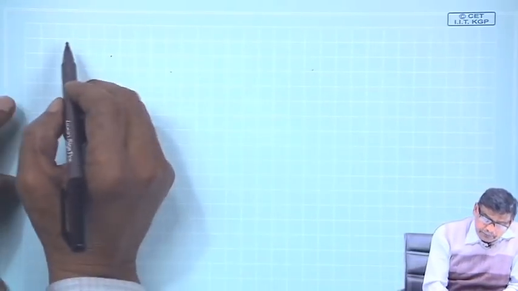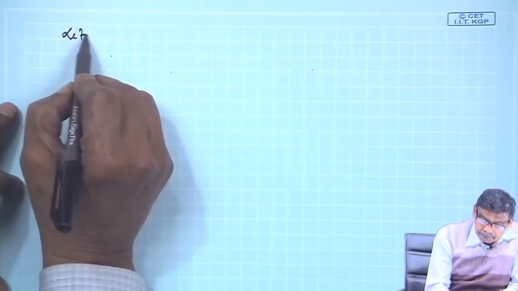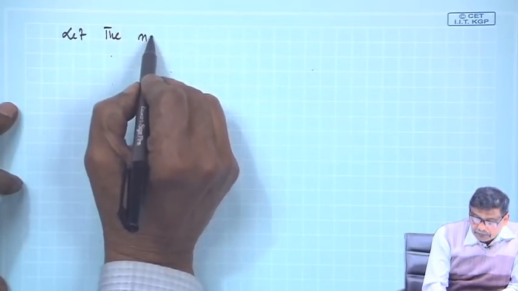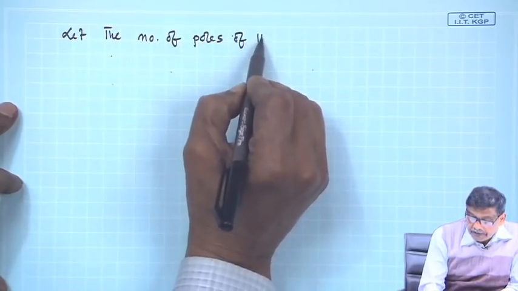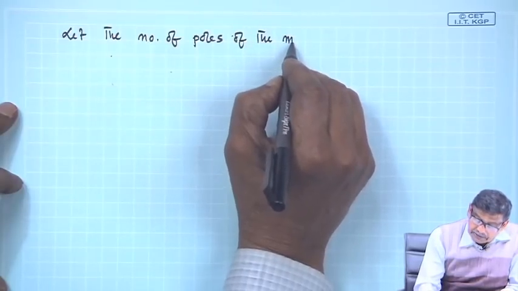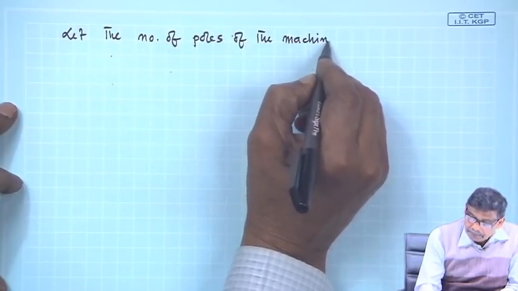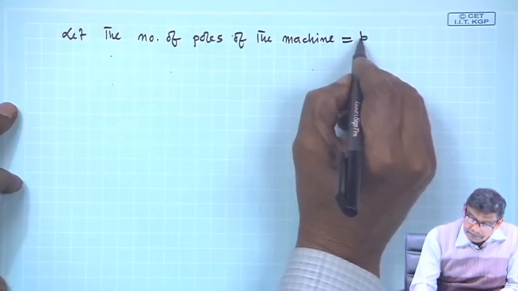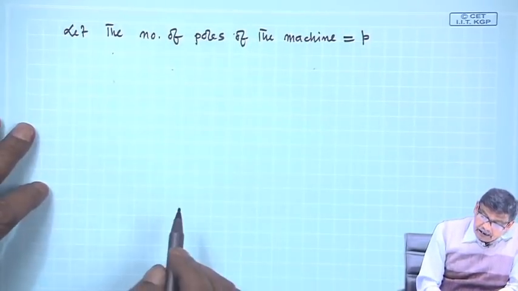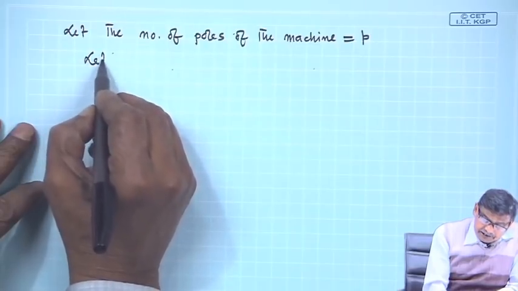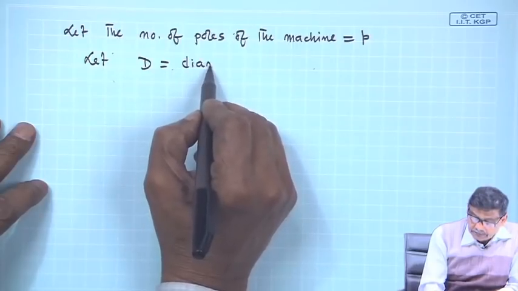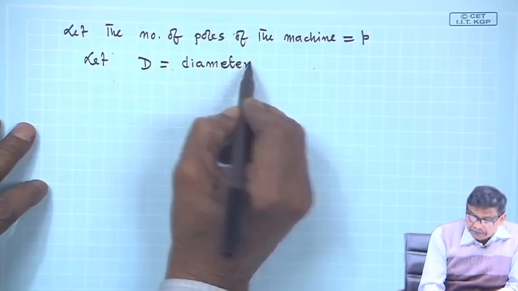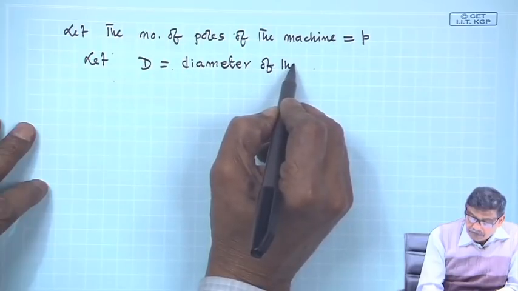So, the problem definition is, let it be a p polar machine, let the number of poles of the machine be p, okay, and let me write more formally. D is equal to diameter of the rotor.